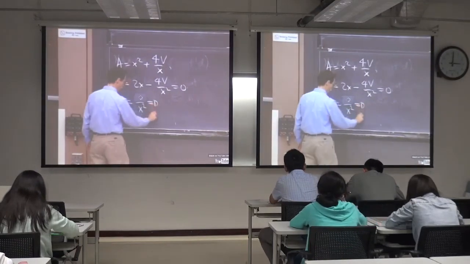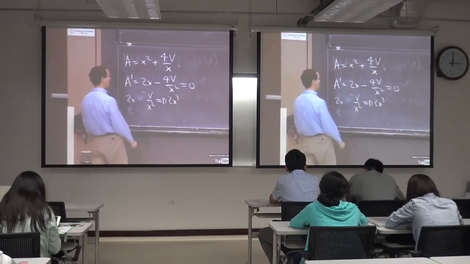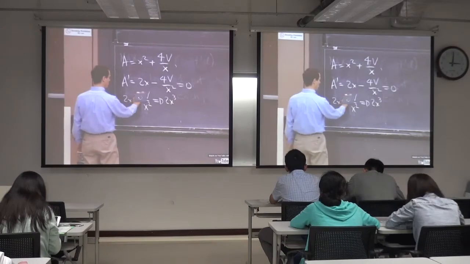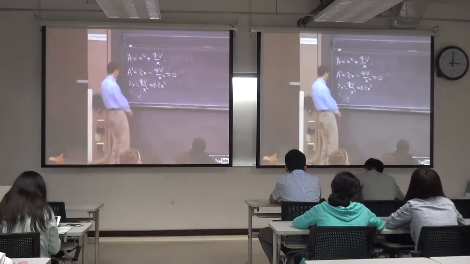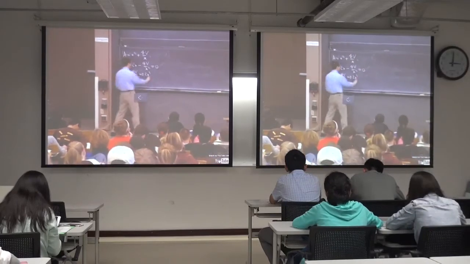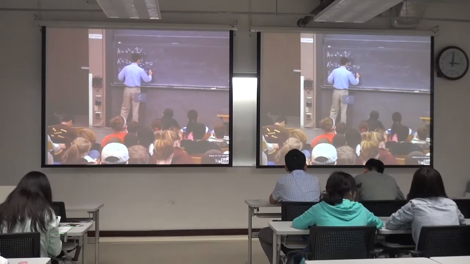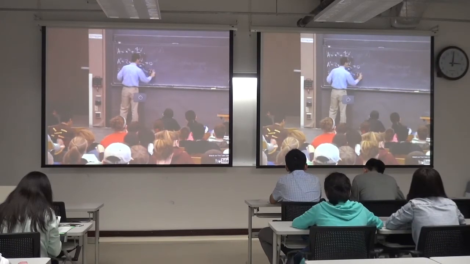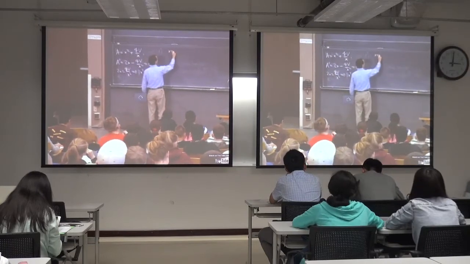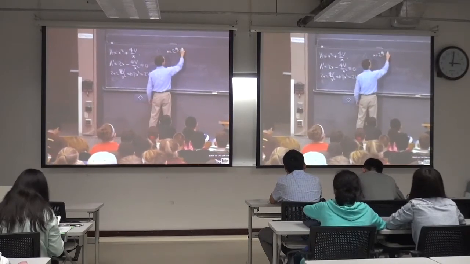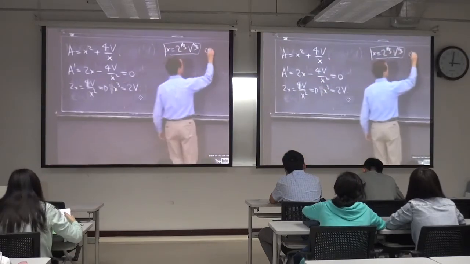So, 2x cubed, well, how did that happen to change it to 2? Interesting. So that's wrong, okay? Right, so this is x cubed is equal to 2b, right? And so x is equal to 2 to the 1/3 b to the 1/3. All right, so this is the critical point.